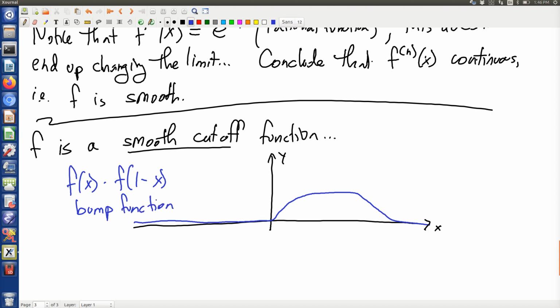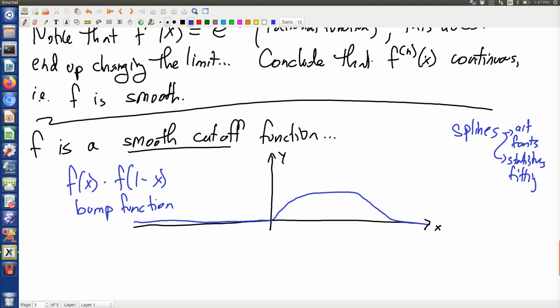And bump functions are really handy. They crop up in many places. They show up in splines, which are great for doing art. They're good for doing fonts. They're good for doing statistics and fitting. And they're even good in solving differential equations too.